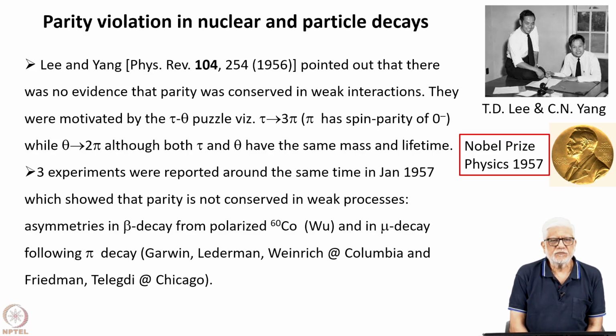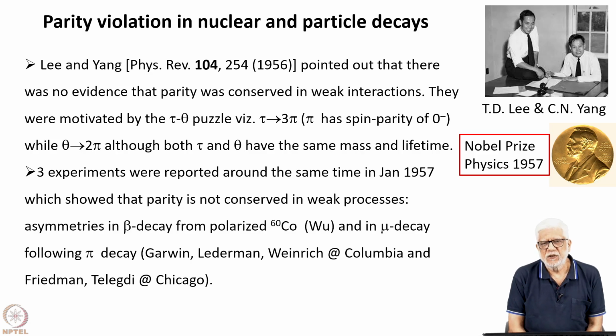So, these three experiments were the experiment, as I already mentioned, that of Wu, where she looked at asymmetries in beta decay from polarized 60 cobalt. Then two experiments which were carried out by Garwin, Lederman, Weinrich, one at Columbia, looking at the muon decay following pion decay, and the experiment of Friedman and Telegdi at Chicago.